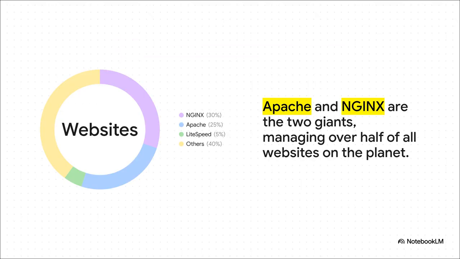Other servers like Lightspeed use a similar event-driven approach, kind of like a racing car built for pure speed. And you can really see that dominance when you look at the actual market share. It's wild. Apache and NGINX are just these massive players, managing huge slices of the entire web, while other competitors are also carving out their own space in this constant battle for efficiency.